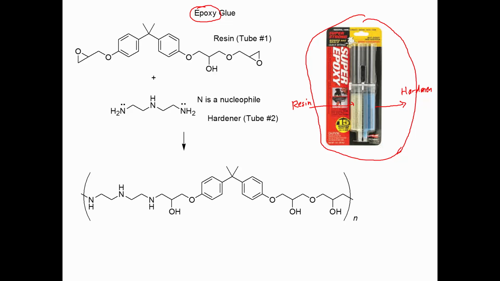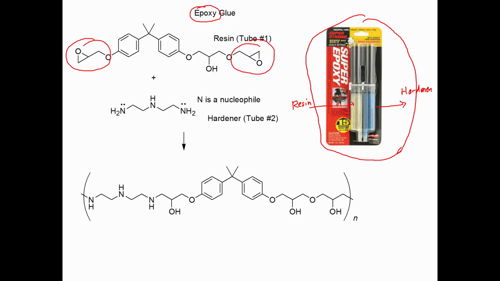Okay, so the glue is not any kind of glue at all until these two are mixed. So in the resin tube, we have an epoxide. And there are actually two epoxide groups in this resin tube. Okay?